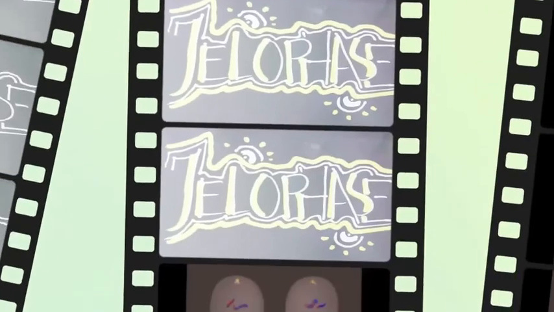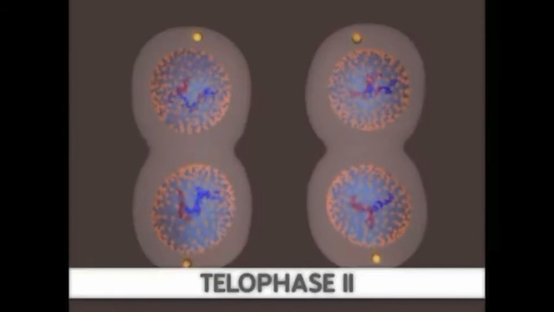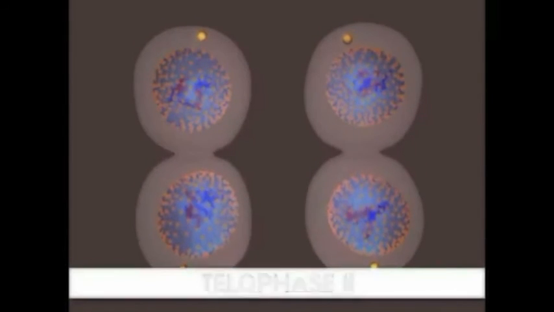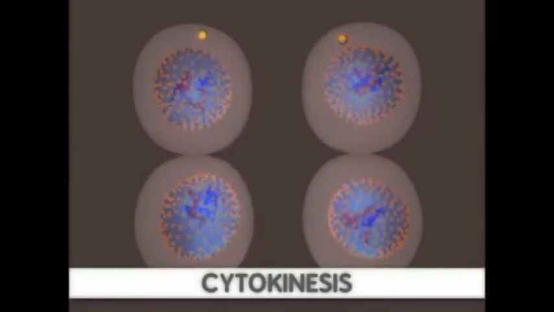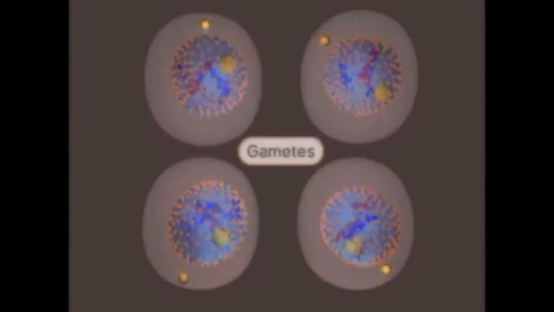TELOPHASE 2. In telophase 2, the nuclear membrane reforms and then the cytoplasm is divided into the two haploid daughter cells. The division is called cytokinesis. Since meiosis 2 began with two cells and each of those cells were split into two cells, we now have four unique haploid cells at the end of meiosis. These cells are called gametes.